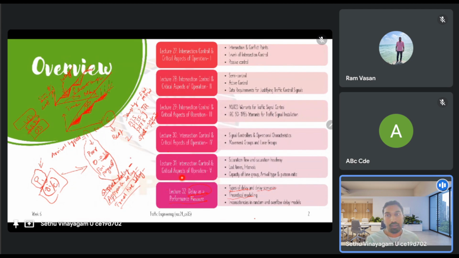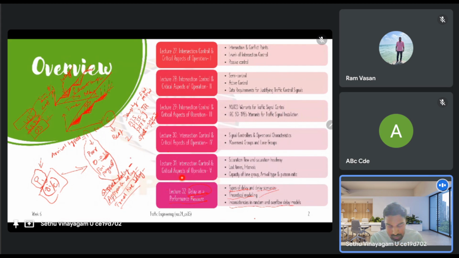So until the demand comes down, this overflow delay will keep growing. Okay, so we have different models for each of these different conditions. Those were looked at in the theoretical modeling part. And then we have looked at some inconsistencies in the random and the overflow delay model.